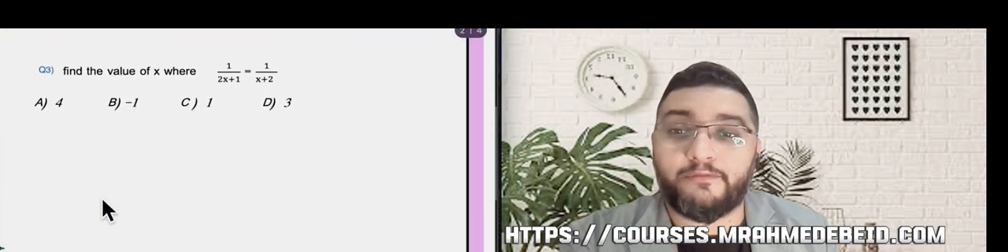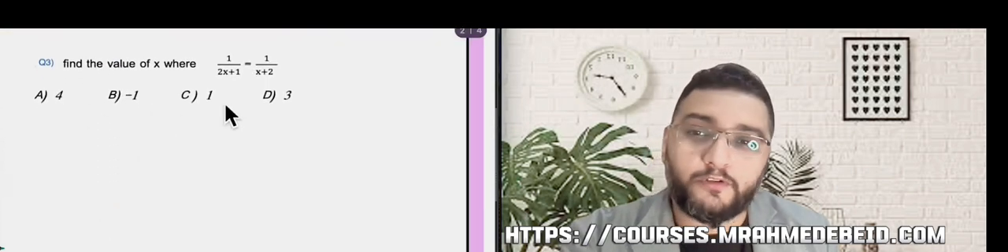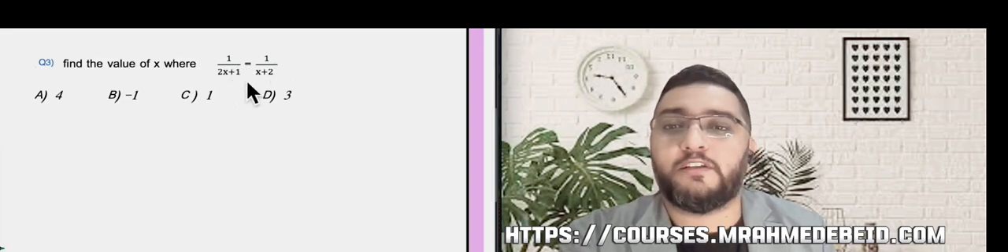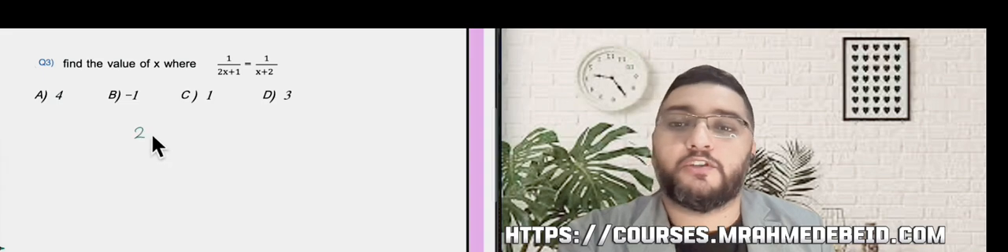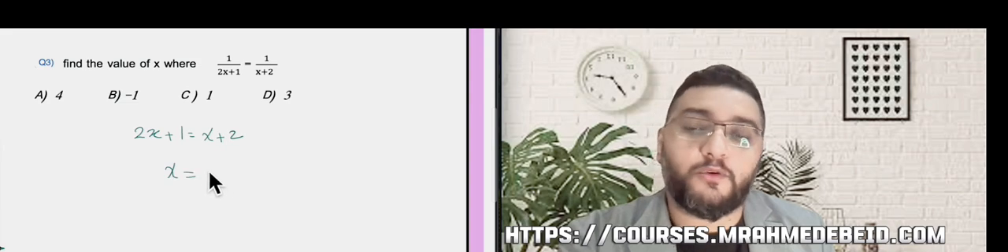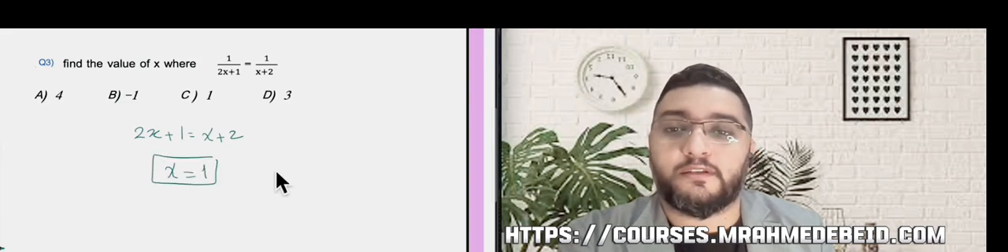Question 3: find the value of x. If we have 1 over 2x plus 1 equals 1 over x plus 2, in this question we have the numerator equal to the numerator. It means that the denominator equals the denominator. So 2x plus 1 equals x plus 2. It means x equals 2 minus 1, which equals 1. So the value is C, or the answer is C.